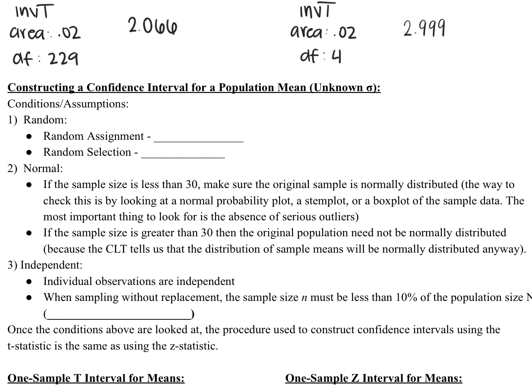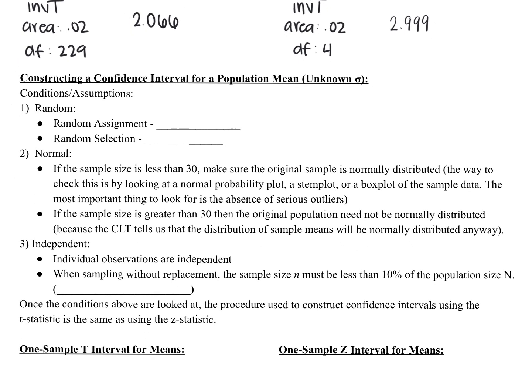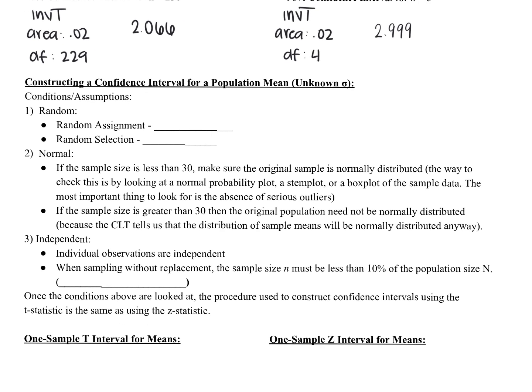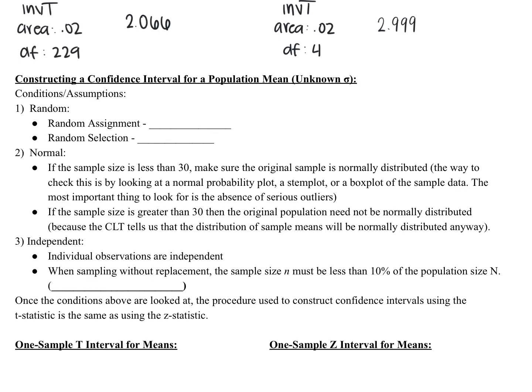So let's talk about how we do the confidence interval if we don't know our population standard deviation, so we're basing it on our sample standard deviation. Our conditions are still the same for random and independent. I either have to have random assignment, which happens in an experiment, or you have to have random selection. That's either an SRS or it says randomly sampled, somewhere like that.